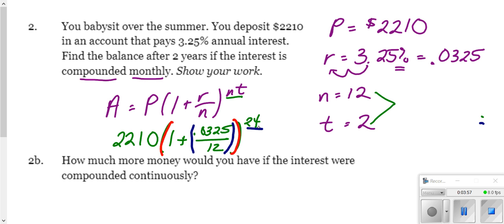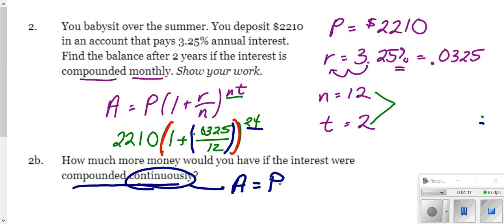Part B said to figure out the difference in the money if you had continuously compounded interest, but everything else was the same. So if you see the word continuously, that means that you need to use the other compound interest formula, the one that spells out the word PERT on the right side. And so e is that number that I mentioned in problem 1, that 2.718, the base of the natural log. And so you would substitute in your numbers.